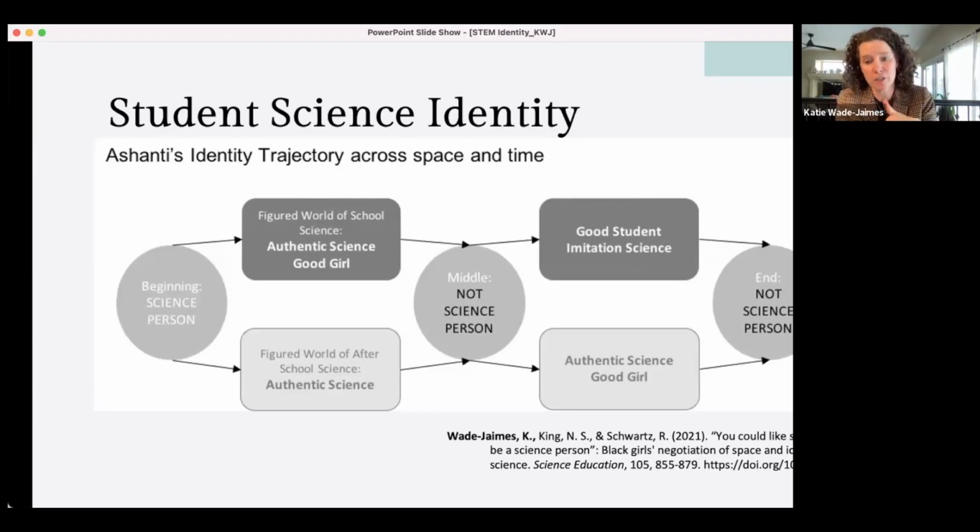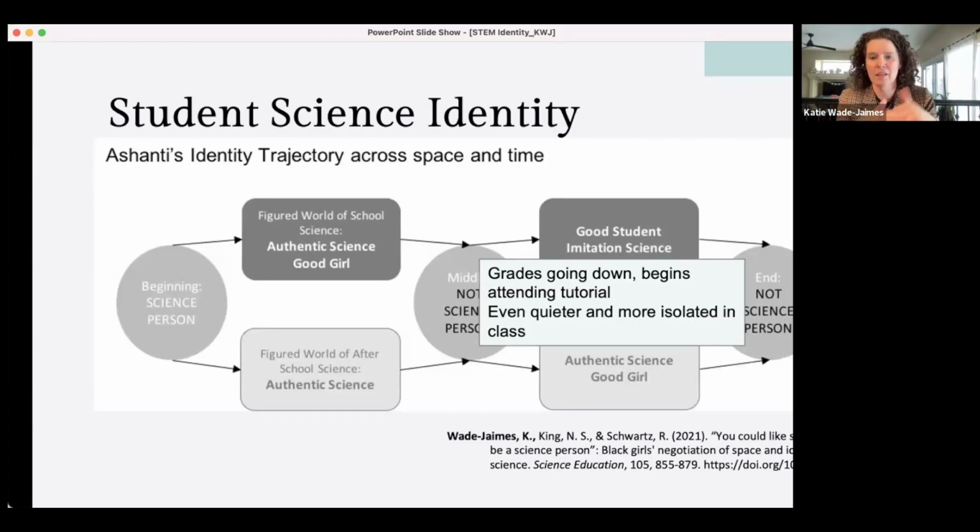Following her into spring semester, in the science classroom, she kind of abandoned this idea of doing authentic science. And she started to engage more in this discourse around imitation science. And she really doubled down on being a good student. So she actually stopped coming to the STEM club. For some days, she would go to tutoring instead because she wanted to get her grades up. She wanted to make sure she was going to do well on the test. In class, she became even quieter, more isolated. She rarely spoke at all in class at this point.